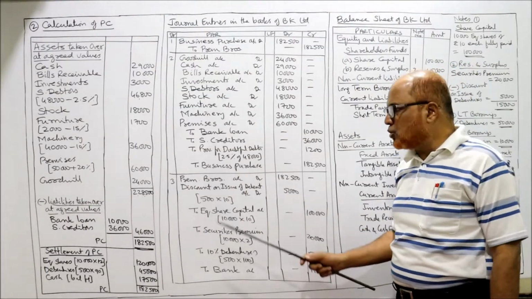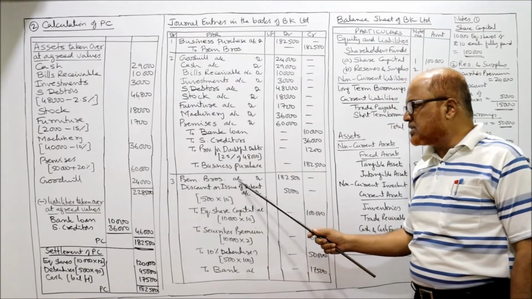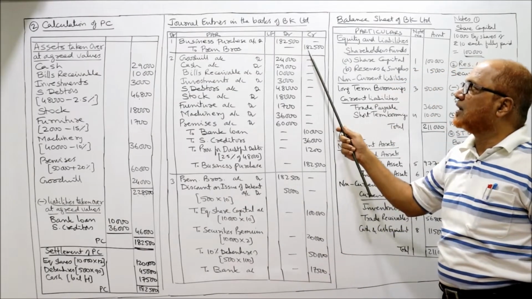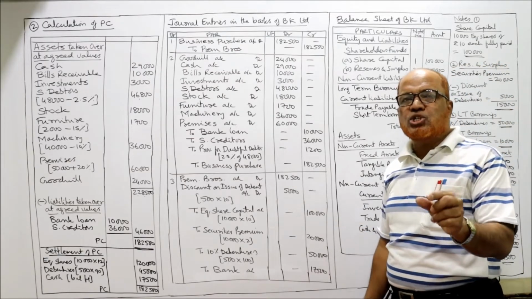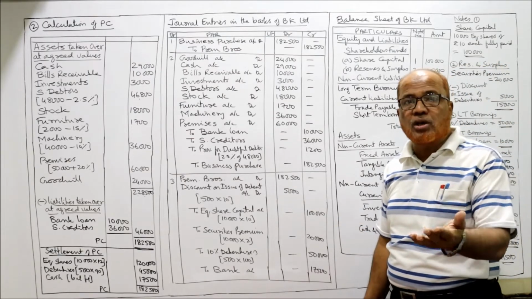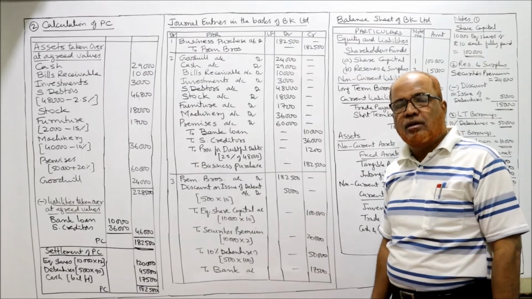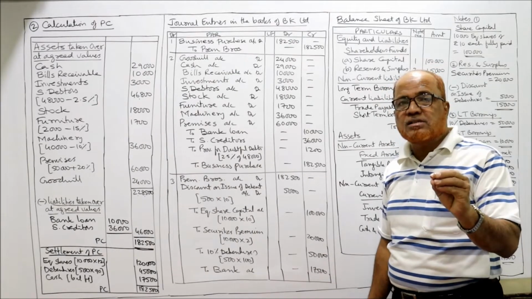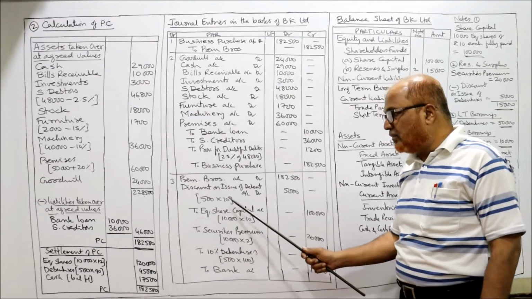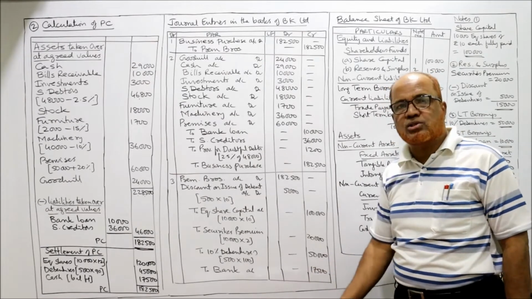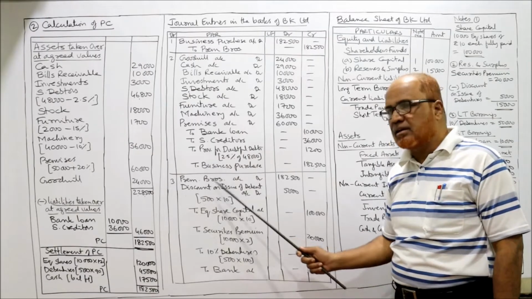We are paying the purchase consideration to Prem Brothers. The Prem Brothers account is debited 1,82,500. Here credited, here debited. Now there is a loss, discount on issue of debentures. It's a loss, so it should be debited. How much is the loss? 10 rupees is the discount on 500 debentures. So 500 into 10, 5,000 rupees is the loss on issue of debentures, debit.